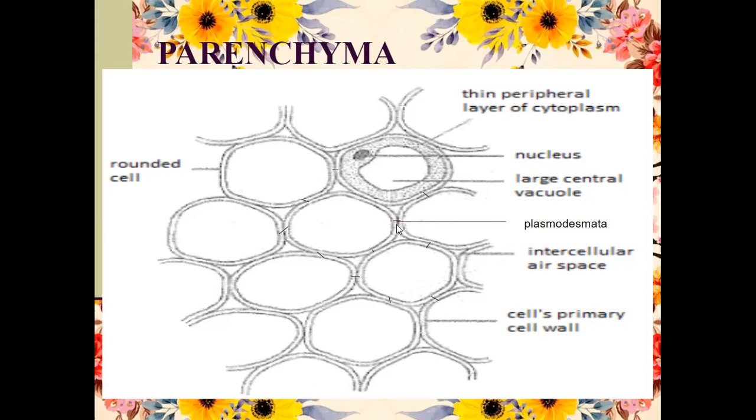So between two cells, food material, minerals, and water are exchanged with the help of only plasmodesmata. These are the structures and labels of the parenchyma, the simple parenchyma structure.